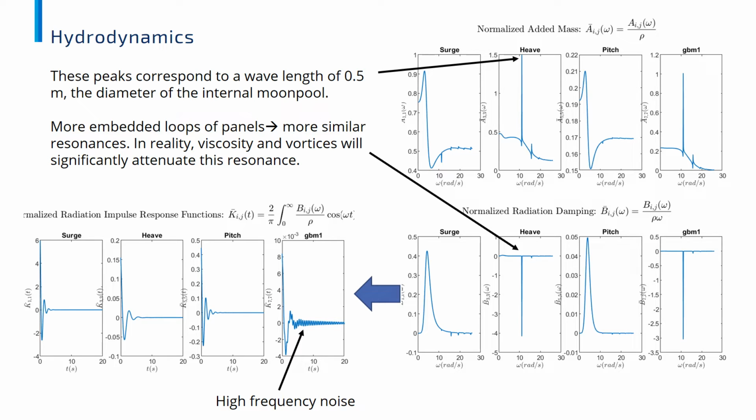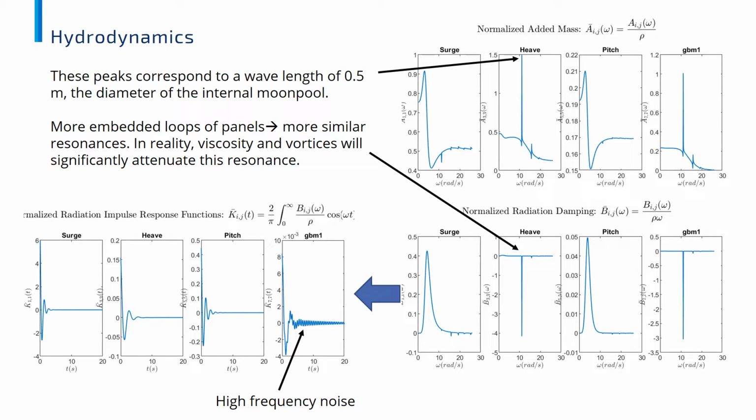Taking a closer look at these peaks, we see that the largest of them corresponds to a wavelength of 0.5 meter, which is the diameter of the internal moon pool. Looking at the peak at a higher frequency, that dimension corresponds to a wavelength of the draft of the internal moon pool. So we can see that these frequencies are based around resonances that are the result of the physical dimensions of the geometry under investigation.